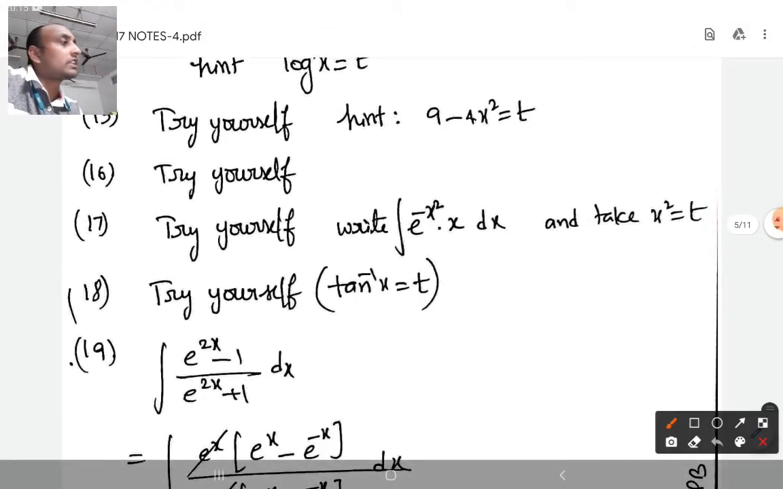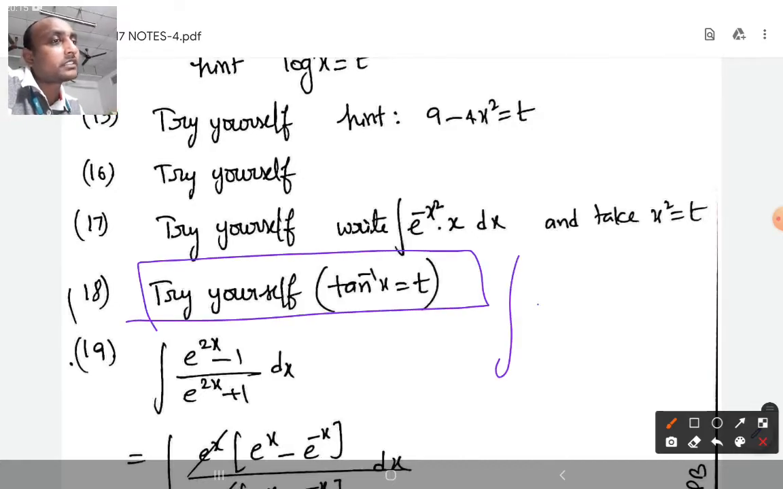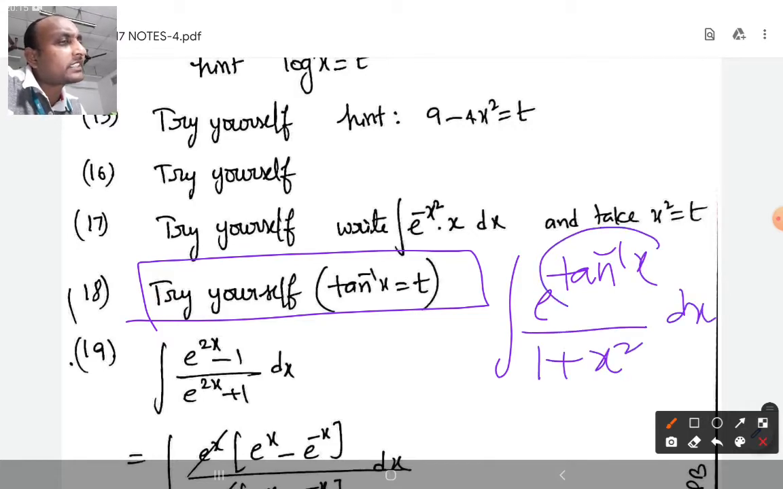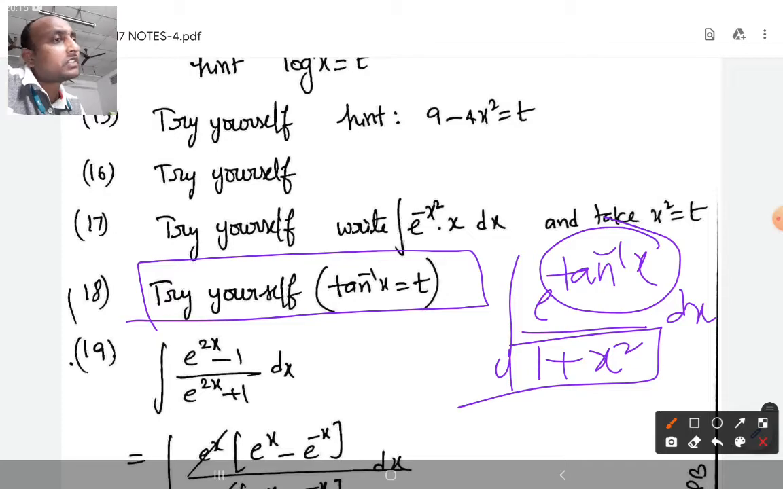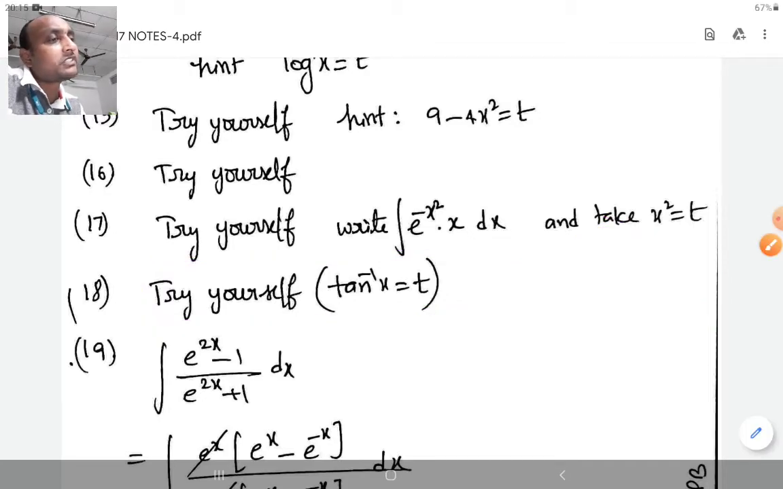18th question same way, e power tan inverse x by 1 plus x square. Look at the textbook, it is integration of e power tan inverse x by 1 plus x square into dx. So you just take tan inverse x as t, then 1 by 1 plus x square dx will be dt. So it is e power t, and the integration you can easily do.